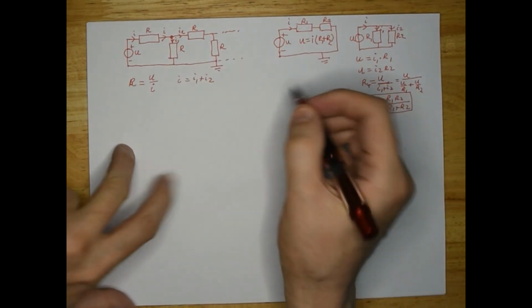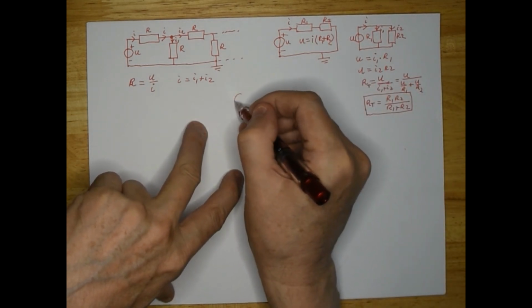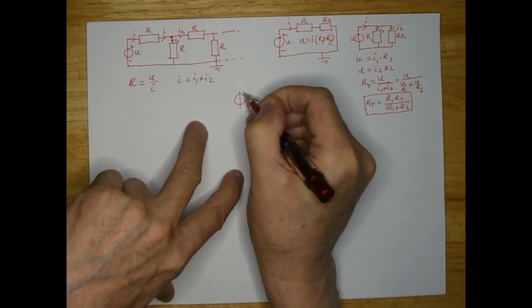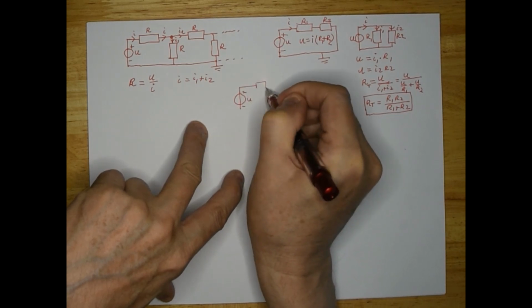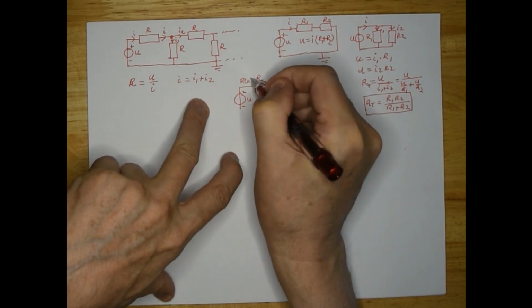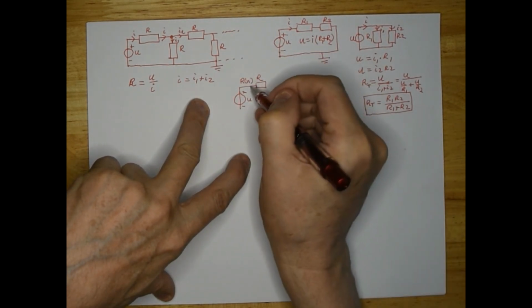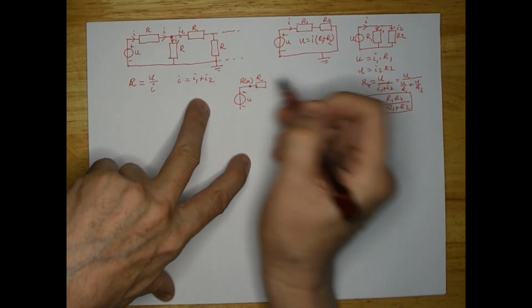Now let's go back to this circuit, and I'm going to write it in a slightly different way. What we're going to calculate is this. Plus, minus U. We will have an R. And this is the resistance at N, looking inside, the total resistance of the whole circuit is Rn.